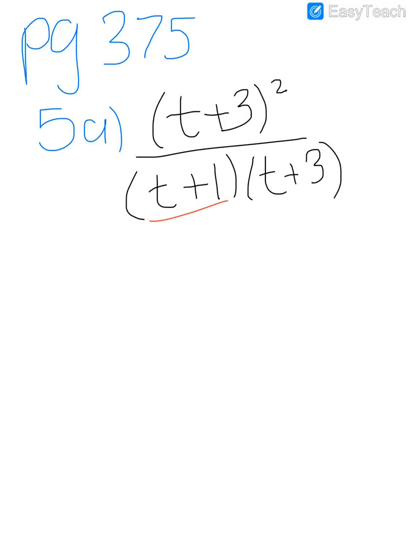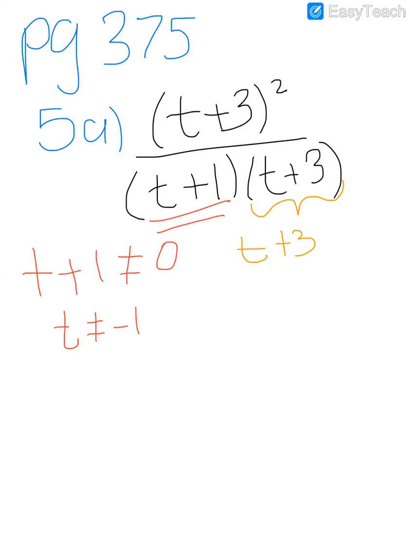And the restriction for this, so t plus 1 cannot be equal to 0. And if you subtract 1 from both sides, t cannot be equal to -1 would be your restriction over there. For the second factor, this guy here, t plus 3 cannot be equal to 0. Subtract 3 from both sides to isolate t, and we would get t cannot be equal to -3.